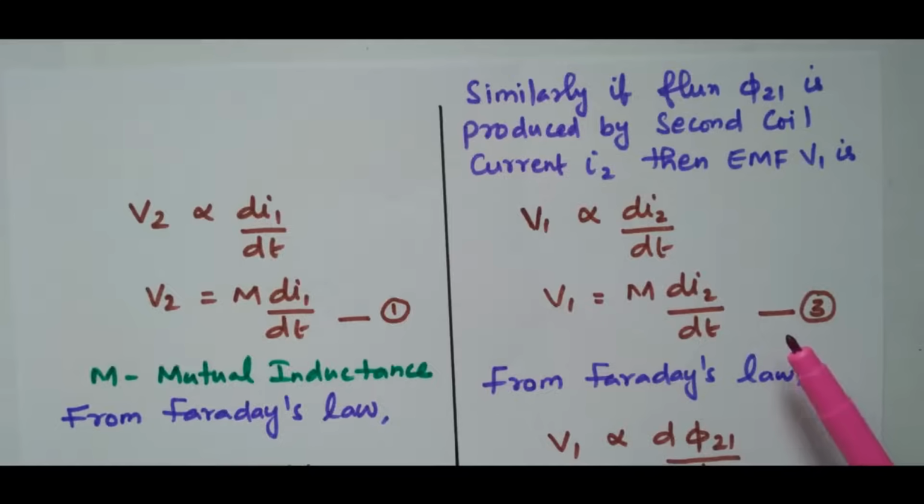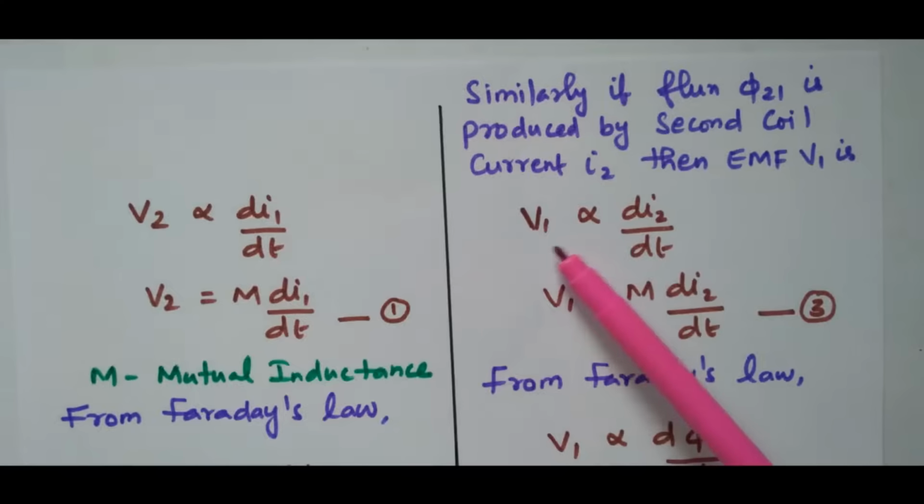And flux phi 21 is produced in the first coil and EMF V1 is induced in the first coil. Just it is reversed. In the first case, coil 1 is energized and EMF is induced in the second coil. In the second case, coil 2 is given the AC supply and coil 1 has the induced EMF. So we just change the terms.